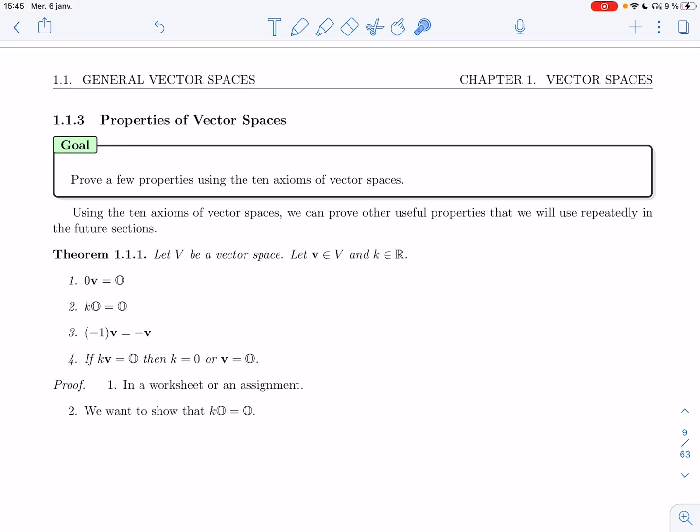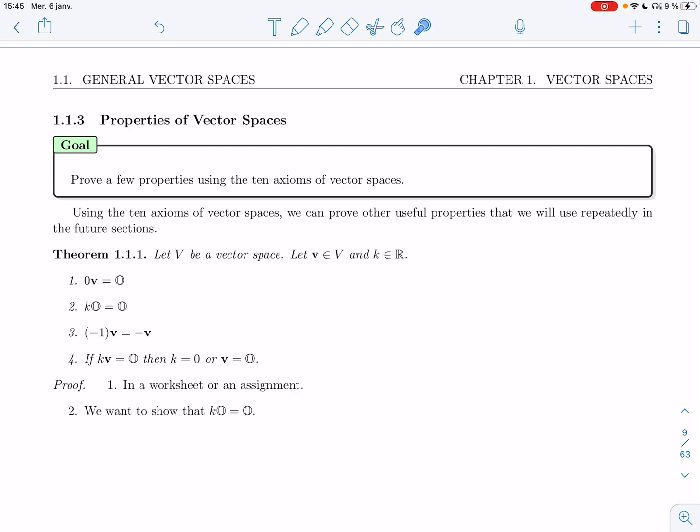All right, in this video, we'll actually use the definition of a vector space to prove other properties that are true for a vector space. So we prove a few properties using the 10 axioms of vector space. Using the 10 axioms, we can prove other useful properties that we will use repeatedly in future sections. Those are not things that you have to prove when proving something is a vector space. Proving the 10 axioms is enough.